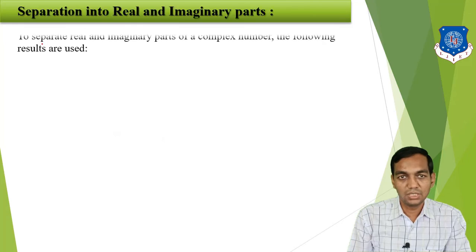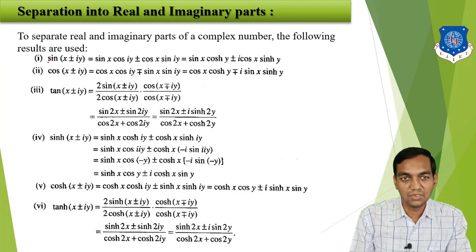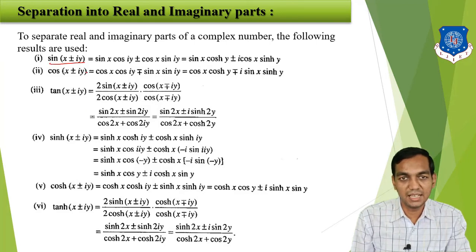Now we are going on to the real and imaginary parts. To find the real and imaginary parts of any complex number, we are going to use this formula. We are aware that sin of alpha plus beta is sin alpha cos beta plus cos alpha sin beta, and sin of alpha minus beta is sin alpha cos beta minus cos alpha sin beta. So here we have used it, but cos iy is cos hyperbolic y and sin iy is i sin hyperbolic y. So that will give you the real and imaginary part. Same thing we have done for cos, same thing we have done for tan.